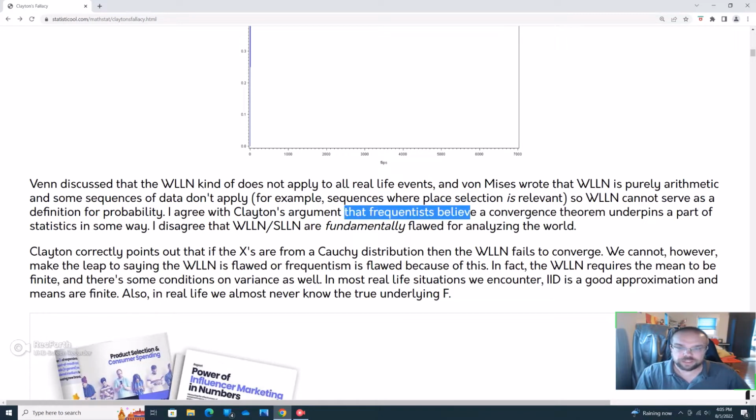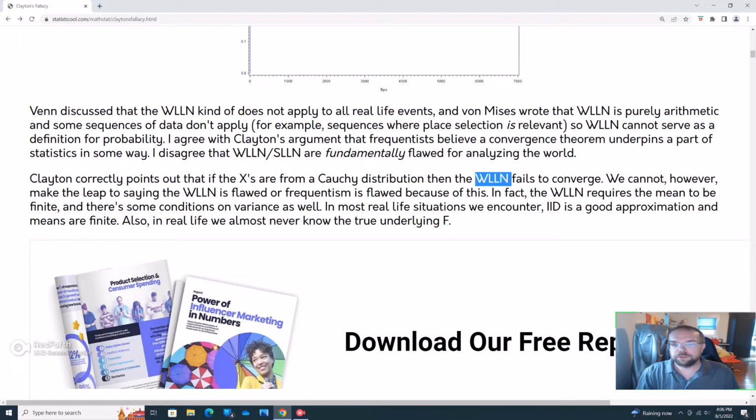So now I agree with Aubrey that, probably us frequentists believe a convergence theorem, convergence is important and underpins a part of statistics in some way, but I do disagree that they're fundamentally flawed for analyzing probability statistics. So he points out that if the x's are from a Cauchy distribution, then the weak law of large numbers fails to converge, and that's correct. But from that, I don't think you can make the leap to saying that frequentism is flawed or it's bad for science.